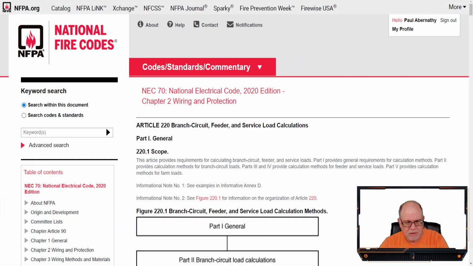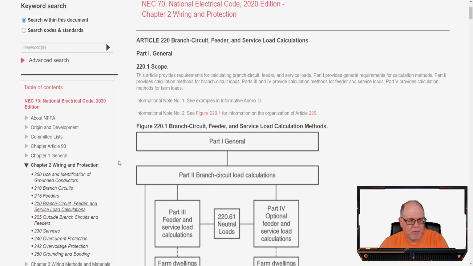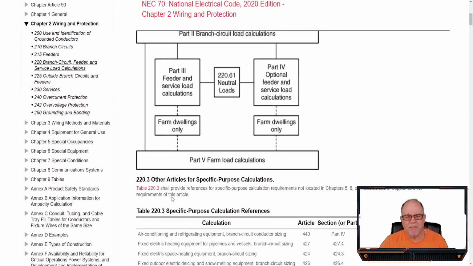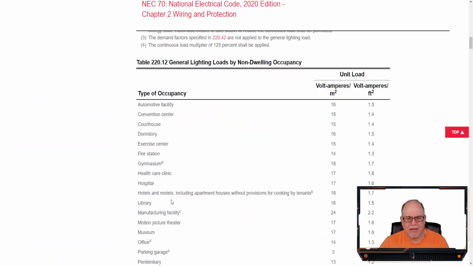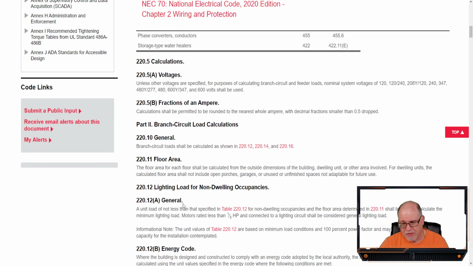And we're in the code, and we're obviously going to go to 220. So let's do that. I believe we're already there. All right, so 220. Now we're going to go down, and the first thing we want to look at is 220.11. So here's 220.11 right here.